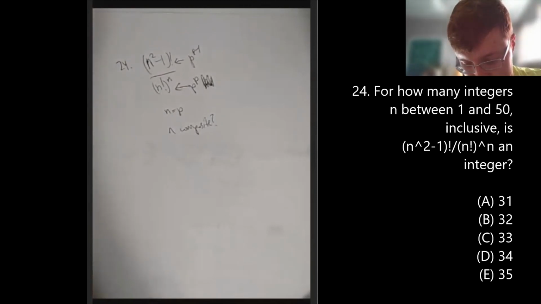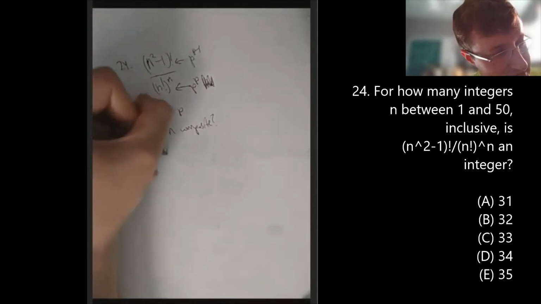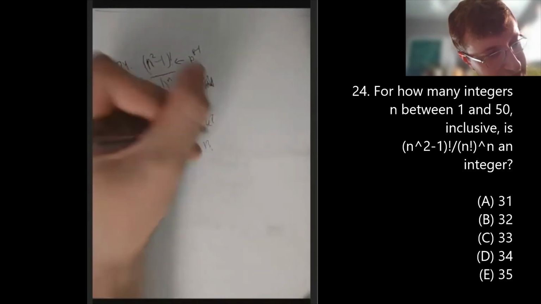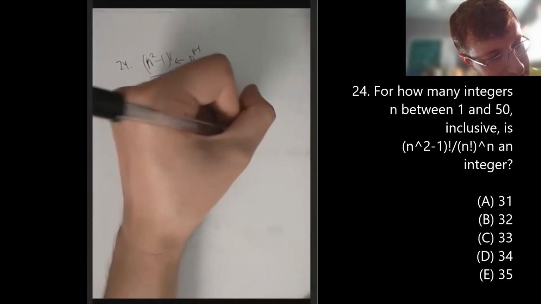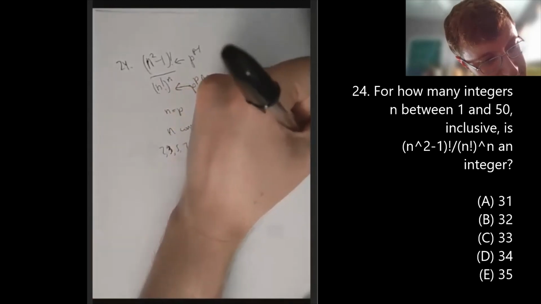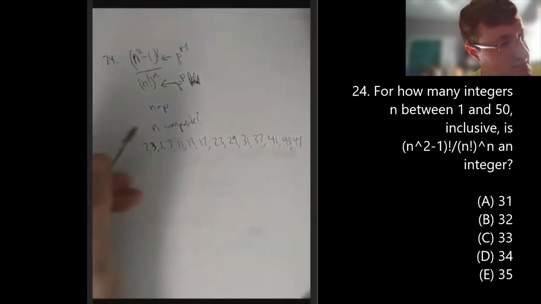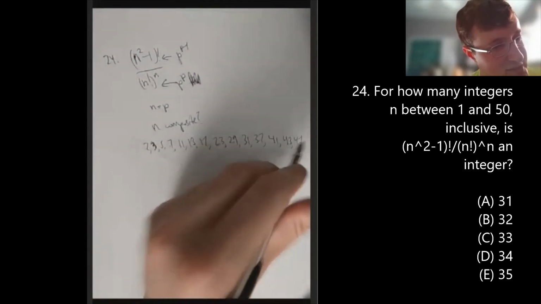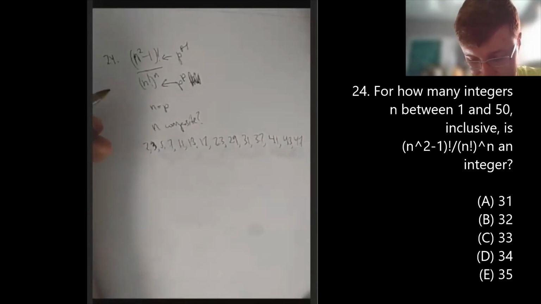How many integers are there? How many primes are there from 2, 3, 5, 7, 11, 13, 17, 23, 29, 31, 37, 41, 43, 47. Okay, I think that's all of them. So that's 1, 2, 3, 4, 5, 6, 7, 8, 9, 10, 11, 12, 13, 14. So subtract 14, it's, oh, that's not an option. Do I have to subtract the square of a prime? Oh, I probably have to subtract all prime powers.